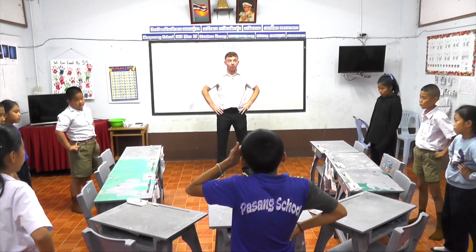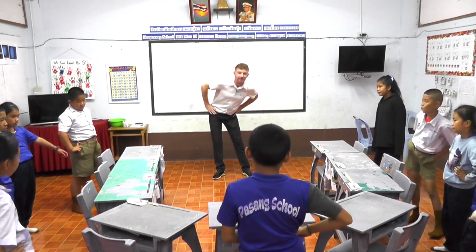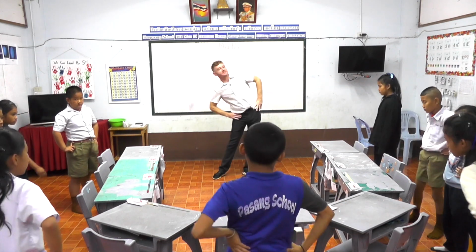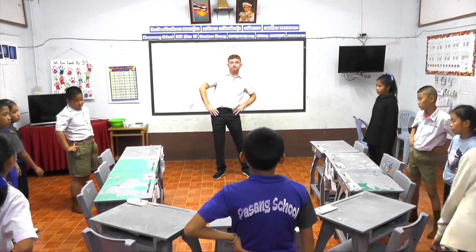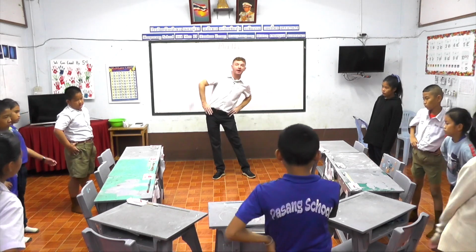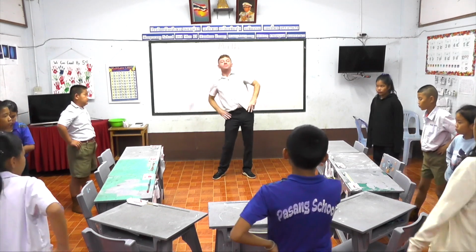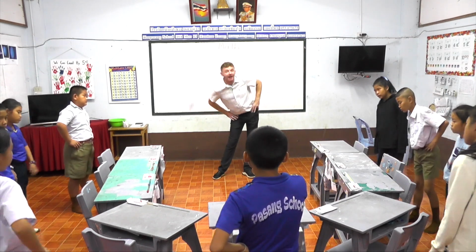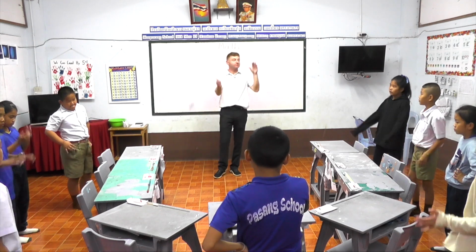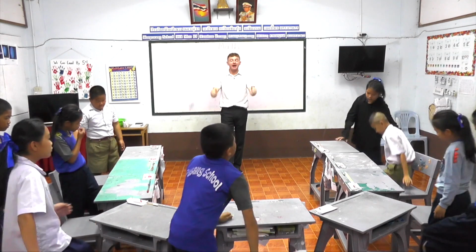And now we'll go round and round. Give our spines a nice stretch, round and round. And stop. Now we'll go back the other way, round and round the other way. And stop. And to finish, we will do 5 claps. 1, 2, 3, 4, 5. Excellent, guys. Have a seat.